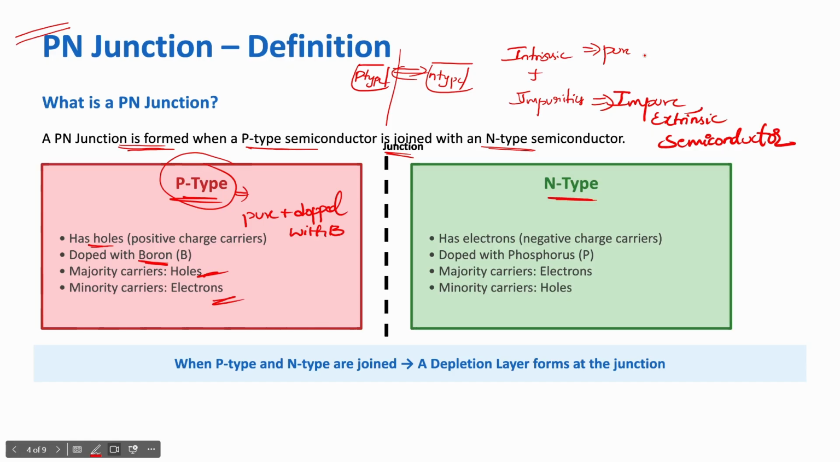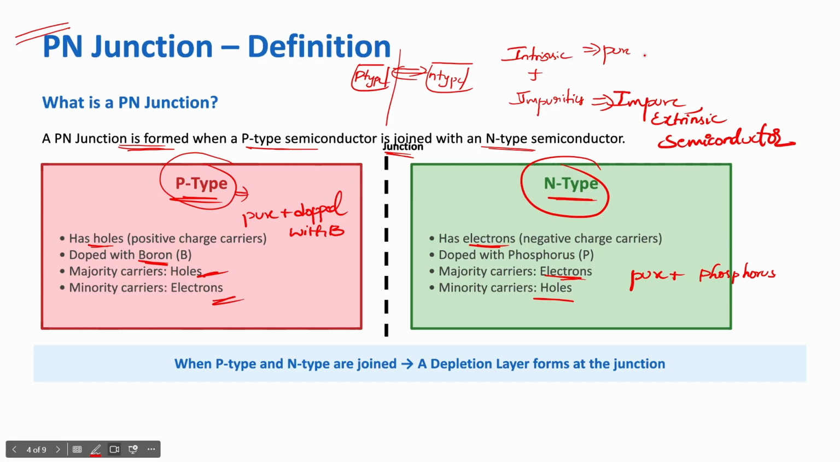Coming to the n-type, it has negative charge carriers, meaning electrons. So in n-type, the majority carriers are the electrons and the minority carriers are the holes. How are we going to get this n-type? Pure form plus pentavalent impurities, meaning phosphorus. Phosphorus is doped, then we get n-type semiconductor.